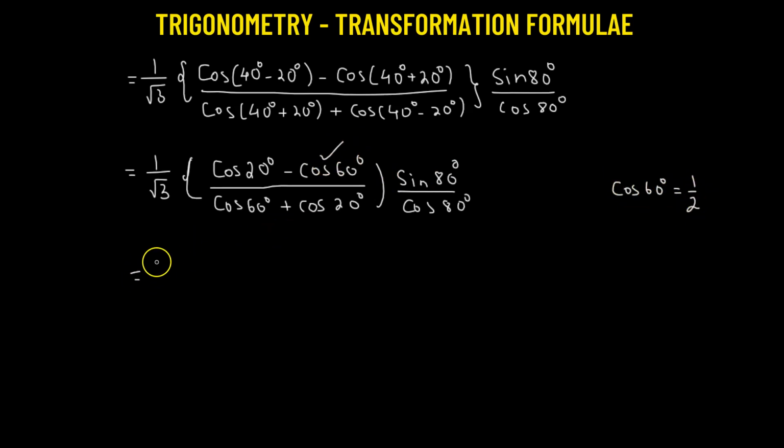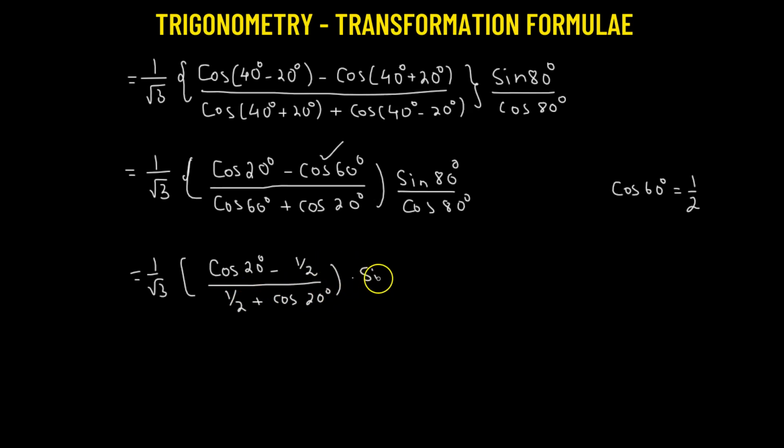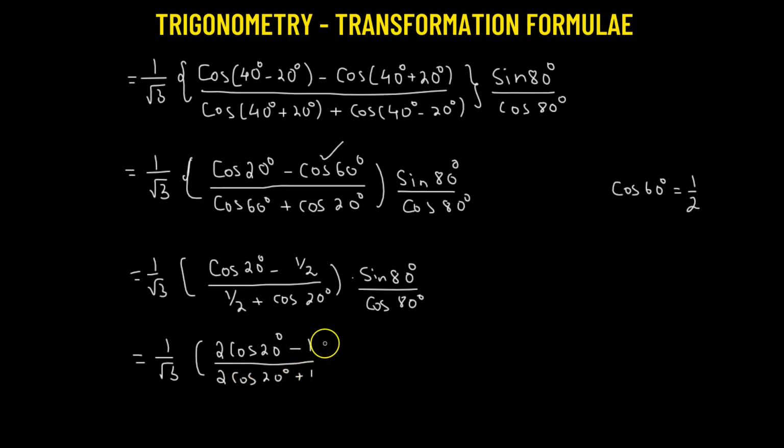We'll substitute it here. So we get 1 over square root of 3, whole multiplied to cosine of 20 degrees minus half divided by half plus cosine of 20 degrees, multiplied to sine 80 degrees divided by cosine of 80 degrees. Right. We will simplify the expression within the parentheses by multiplying both numerator and the denominator with 2. So that's going to give us 2 times cosine of 20 degrees minus 1 divided by 2 times cosine of 20 degrees plus 1, whole multiplied to sine 80 degrees divided by cosine of 80 degrees.